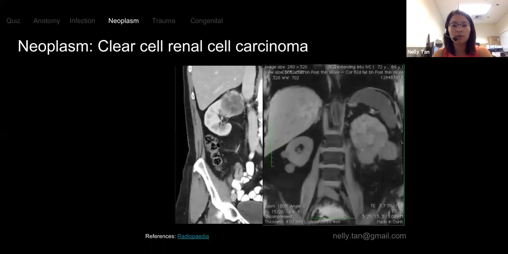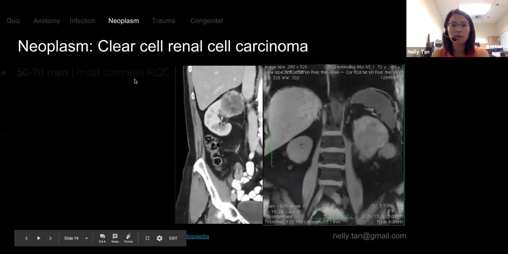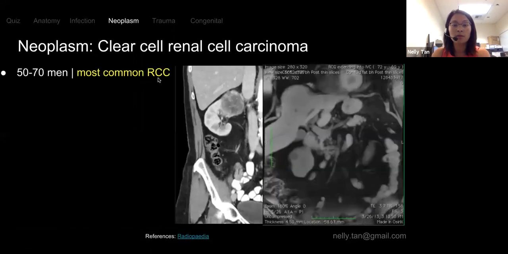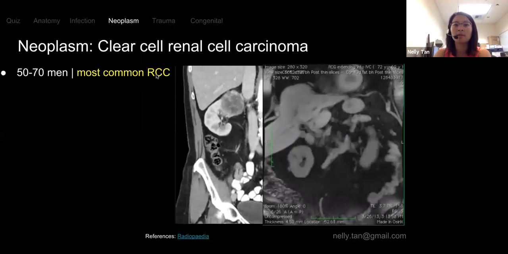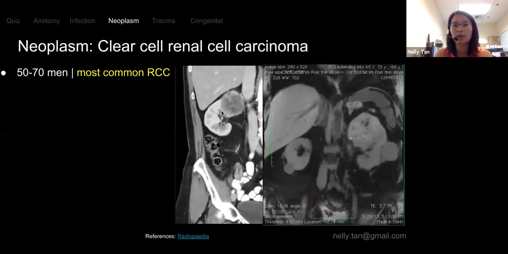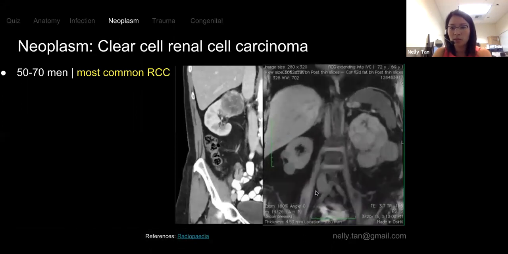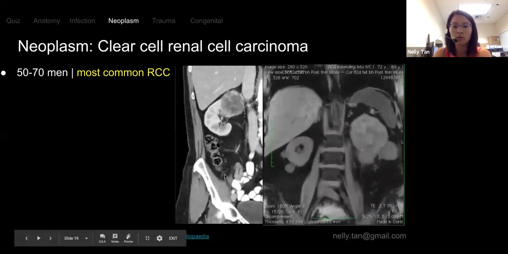Moving on to adult cancers, clear cell carcinomas are the most common renal cell carcinomas in adults, clear cell being the most common subtype of the RCCs. Just FYI, I don't have my chat box open, so if you guys are asking questions, I'll look at it later because I have this on full screen.